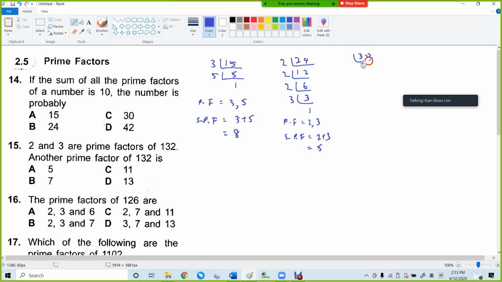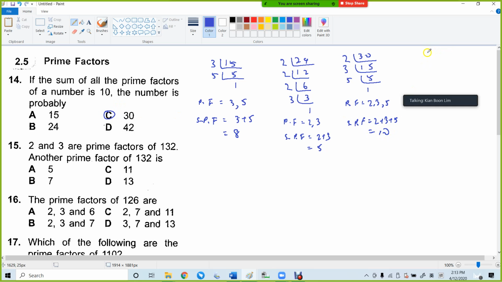30. So 30, I divide by 2, 15, divide by 3, 5, divide by 5, 1. So the prime factors are 2, 3, and 5. So the sum of prime factors will become 2 plus 3 plus 5, which equals 10. So the answer is C.